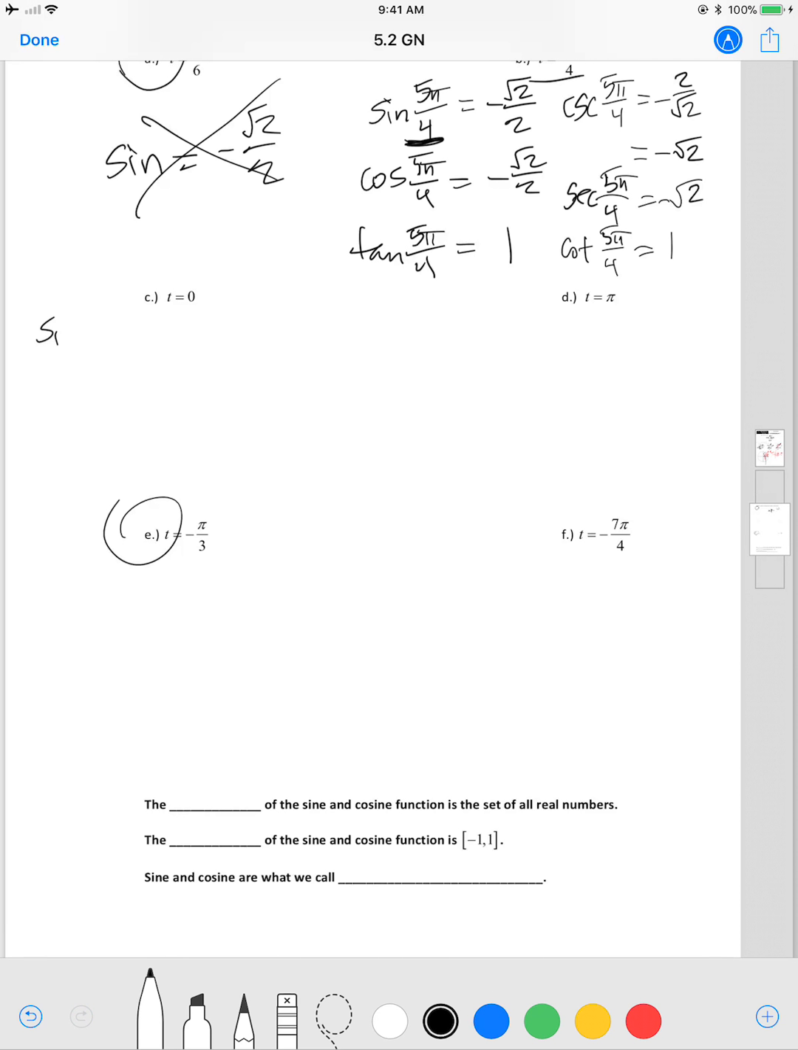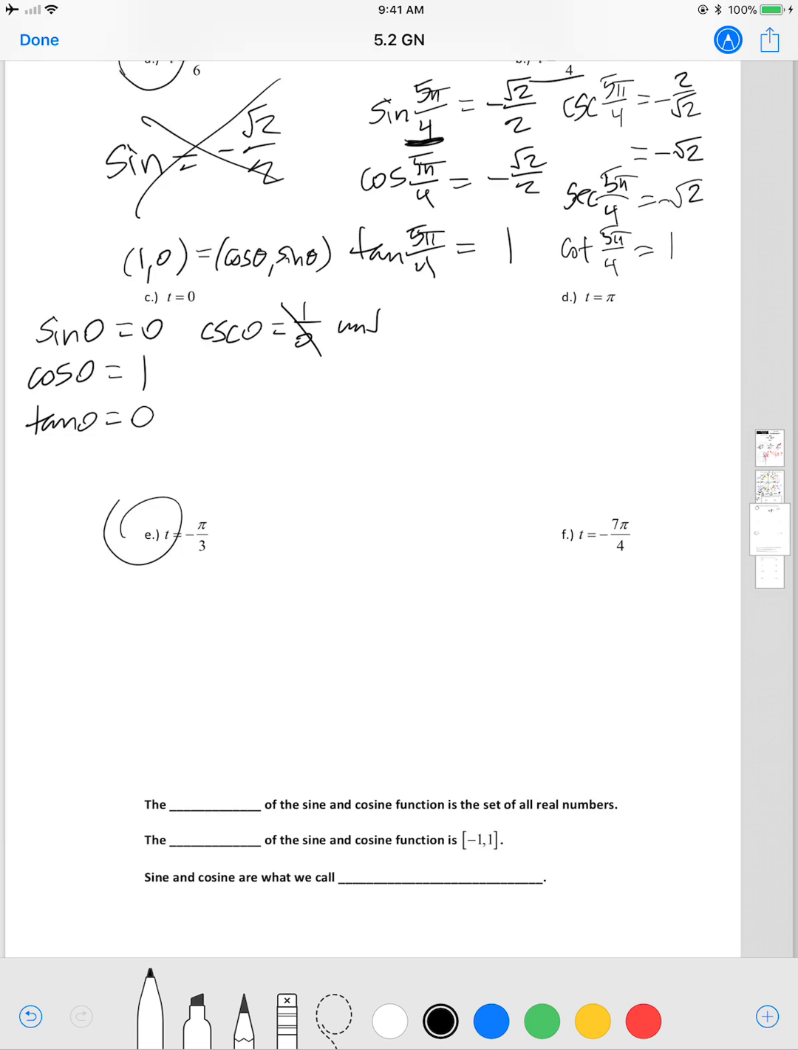1, 0, so remember this is cosine of theta, sine of theta. So sine of 0 is 0. Cosine of 0 is 1. Tangent of 0 is y over x, 0 over 1, which is 0. The cosecant of 0, that's going to be 1 over 0, which we can't do, so this is undefined. Okay, secant of 0, this will be 1 over 1, which is 1. And then cotangent, we're going to run into the same problem, 1 over 0, and so this is also undefined.